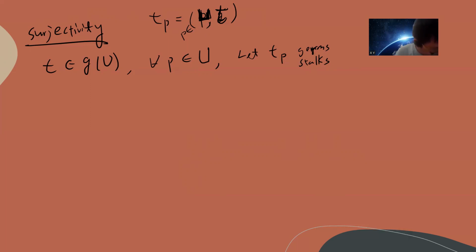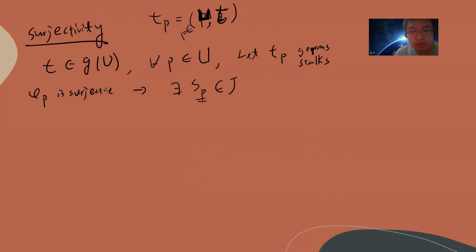Okay, T_P is in the stalk, right? So we know that phi_P is surjective. That means I can find S_P, let's call it S_P. So S_P is also in the stalk at P.